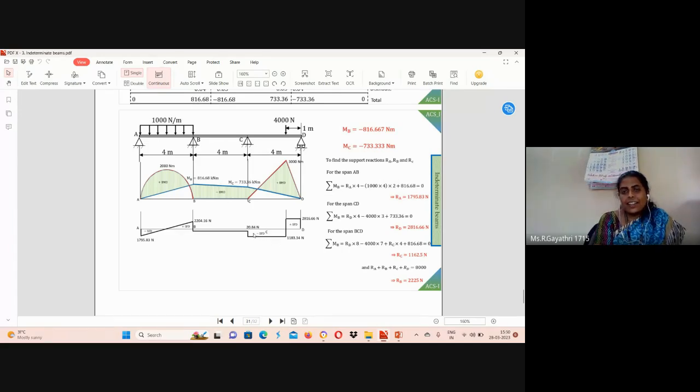Okay, next we can return the same value till section B. At section B we can see reaction forces 2225 Newton. Okay, I try to solve in the paper. I try to post in Google Classroom today. So you try to understand the procedure. That is more than enough.